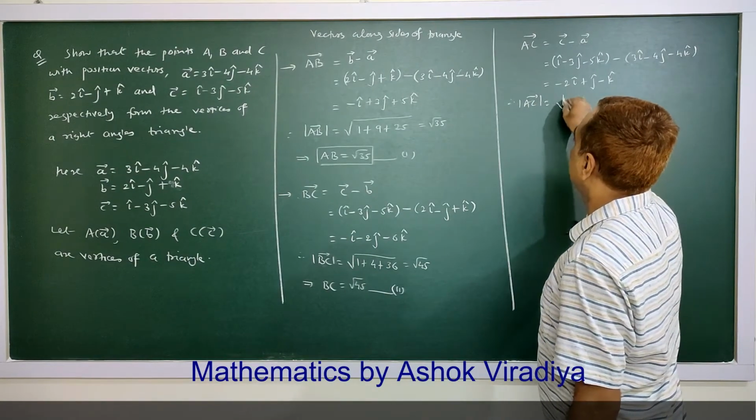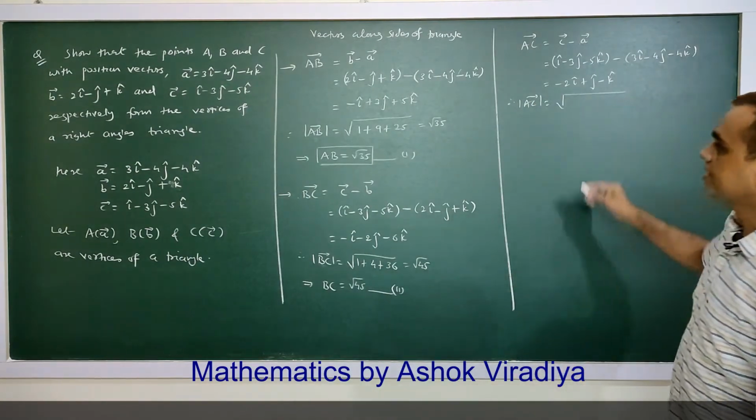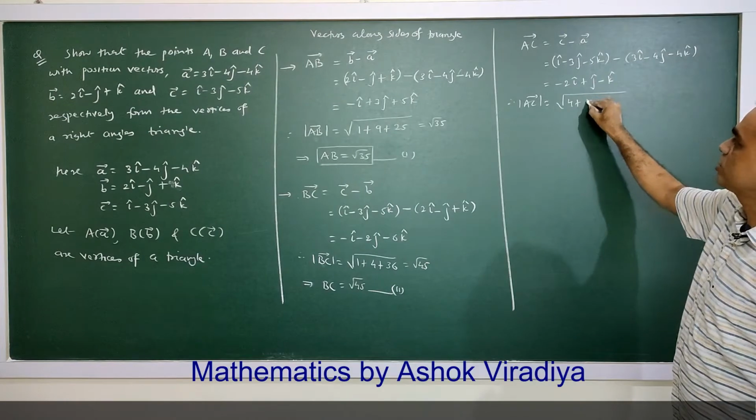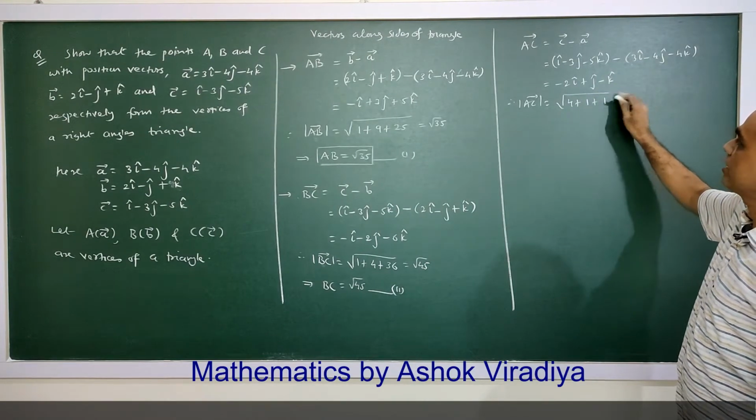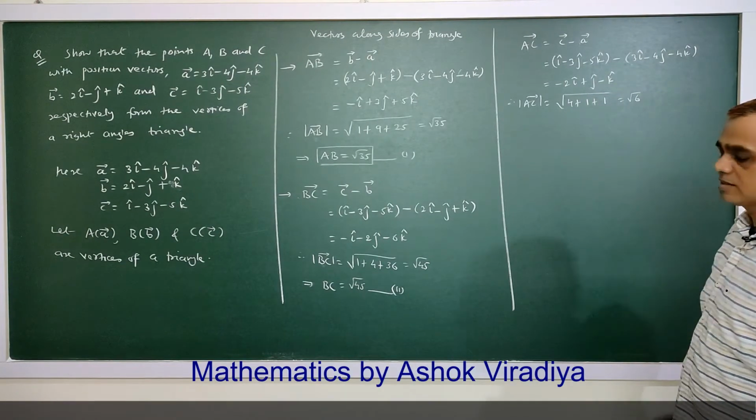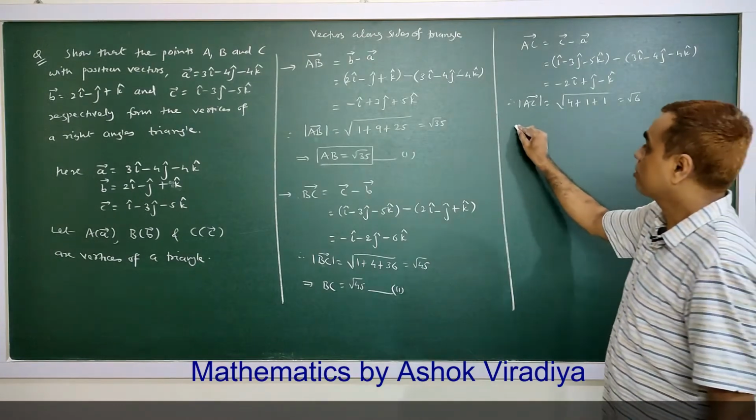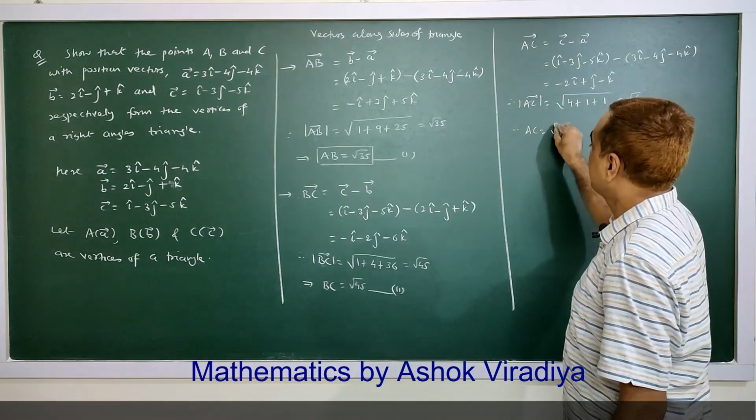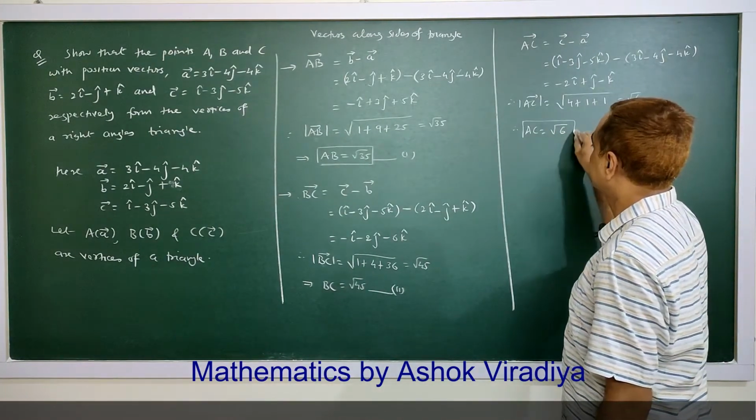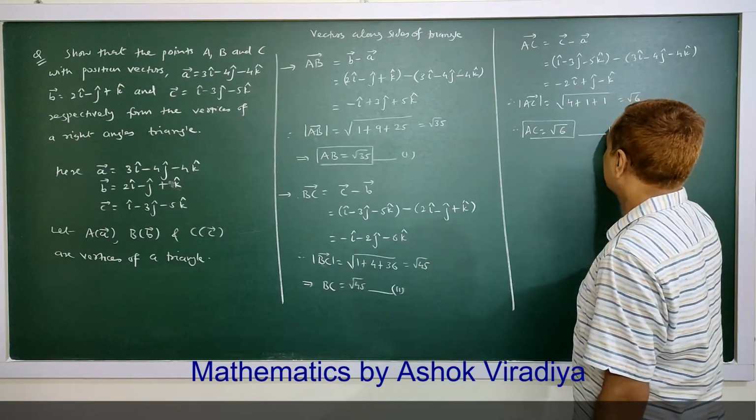So its magnitude of AC is square root of minus 2 squared is 4, 1 squared is 1, minus 1 squared is 1. So it is root 6. Therefore, the length of line segment AC is root 6. This is the third value.